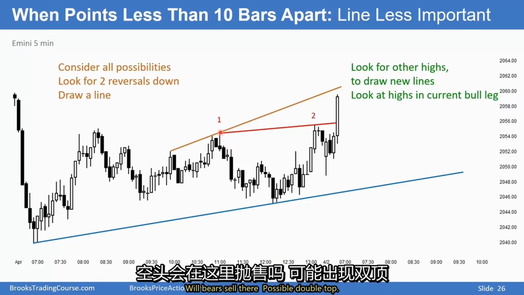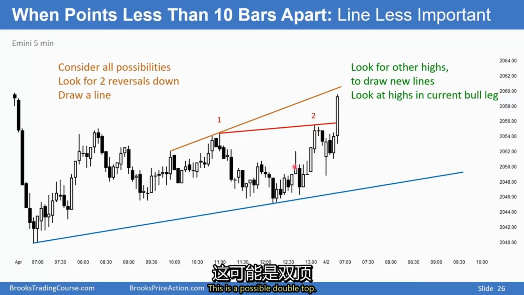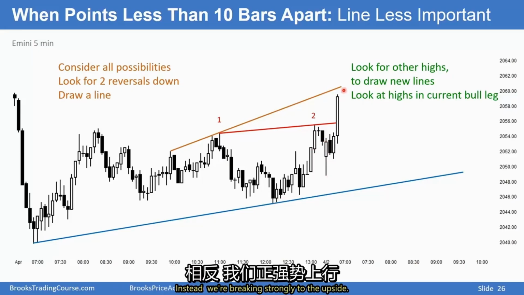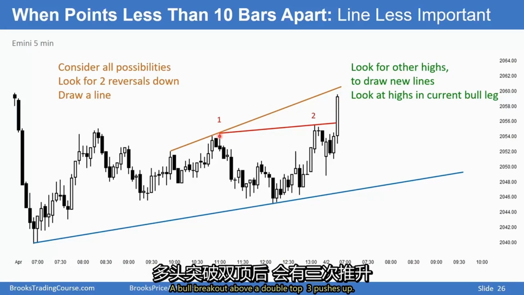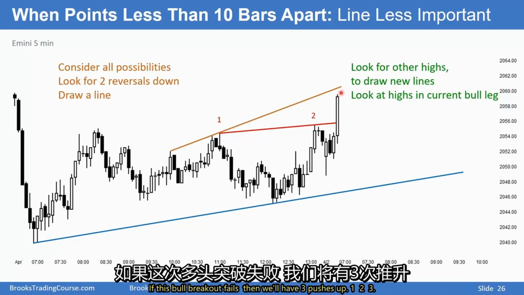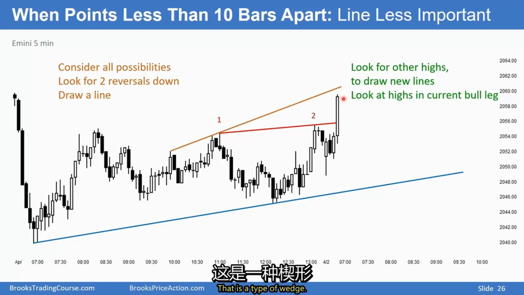Possible double top, we reverse down around the same price level. We have a neckline down here, but we tried to go down. Instead, we're breaking strongly to the upside. A bull breakout above a double top, 3 pushes up, 1, 2, and 3. If this bull breakout fails, then we'll have 3 pushes up. Whenever you have a double top and a bull breakout that fails, you have 3 pushes up. That is a type of wedge.